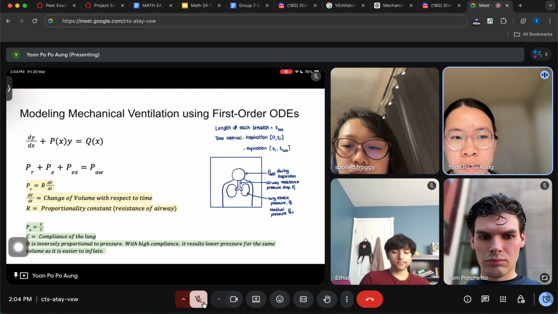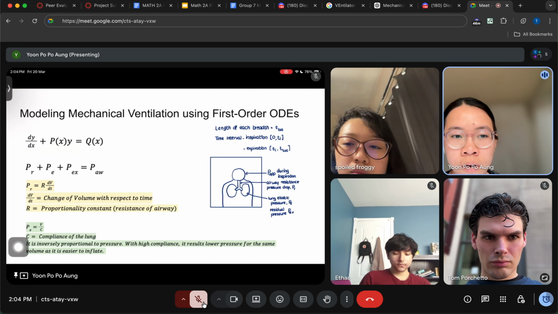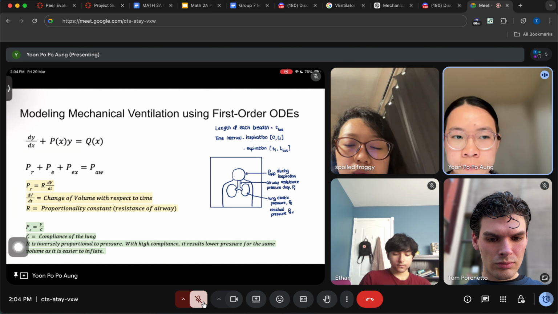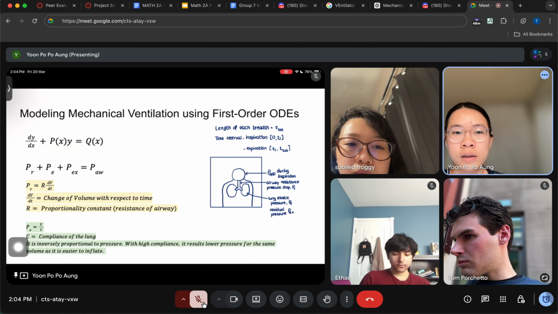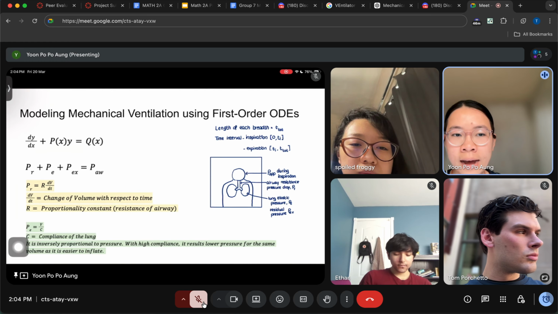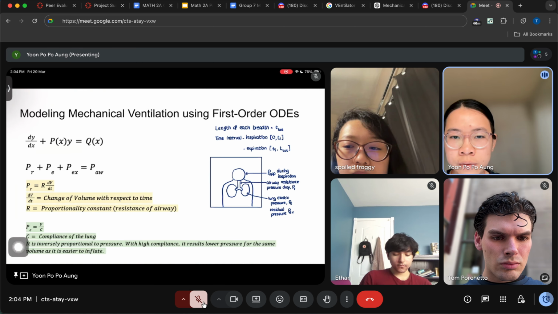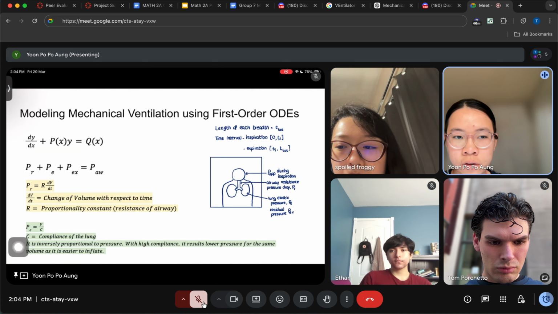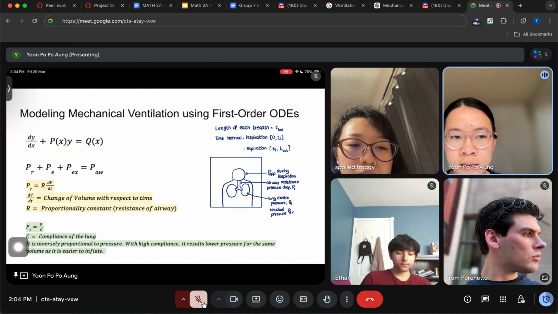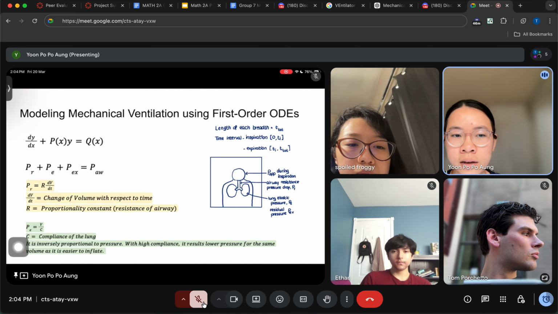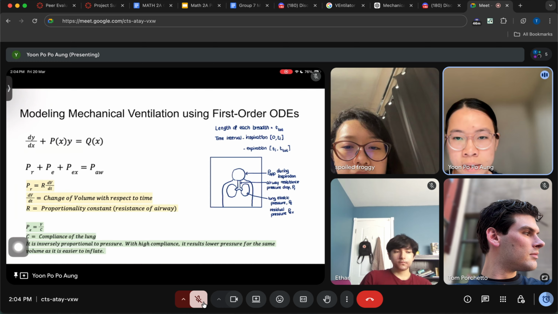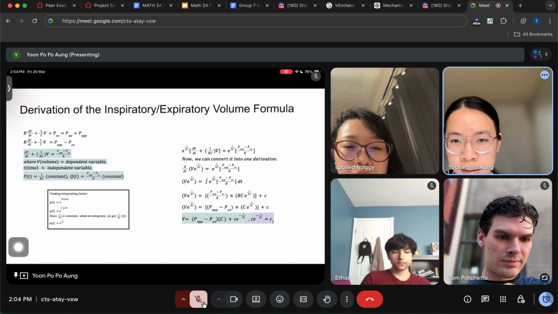We're also using a first order linear ordinary differential equation, because the highest derivative we use is the first derivative. That's why we're using that equation. We're also using the elastic pressure as a linear function of volume. We will now go to the next slides.